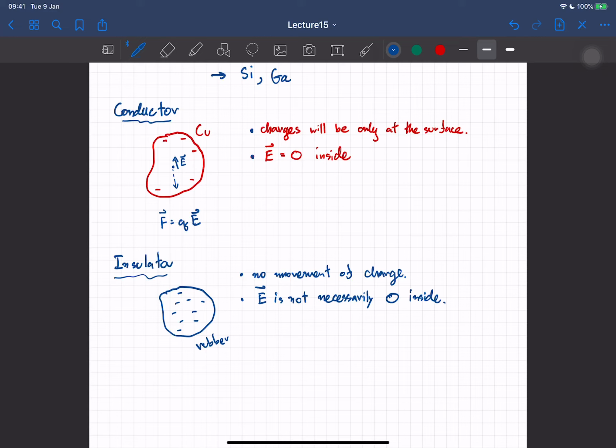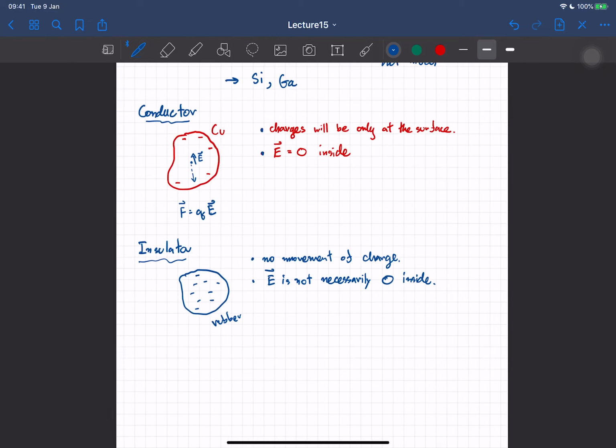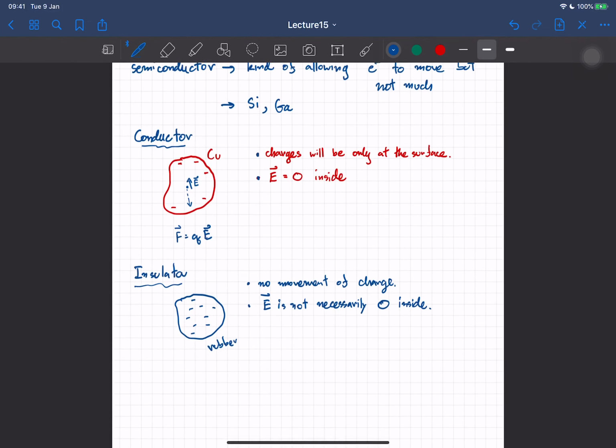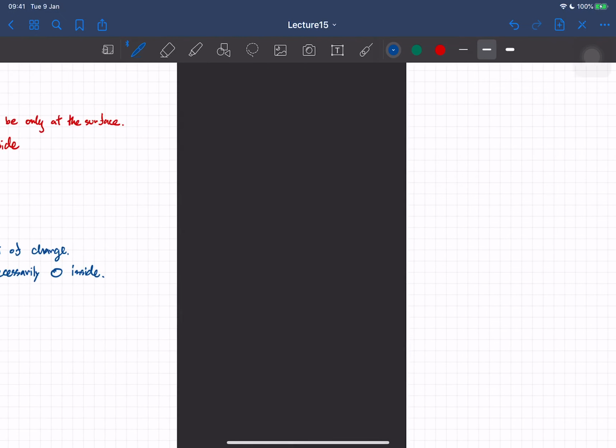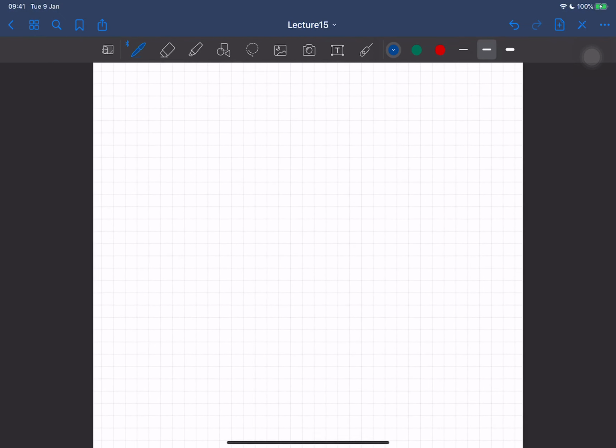All right. So I have two quick things to talk about before we finish. So far we have talked about the electric field from a point charge, and we know how to write that down already.